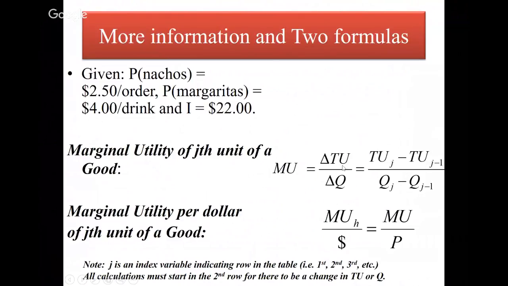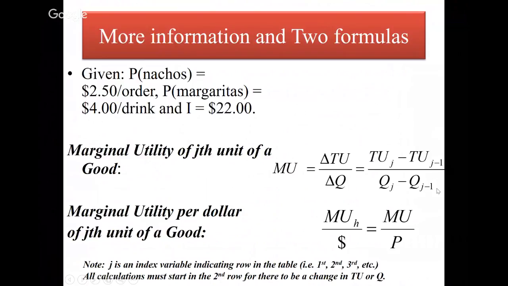Marginal utility is the change in the total utility divided by the change in the quantity consumed. Now, we've got a table with a lot more than 2 rows, so we don't have 1 and 2. We have J and J minus 1. If row J is the second row, J minus 1 is the first row. If row J is the third row, J minus 1 is the second row.